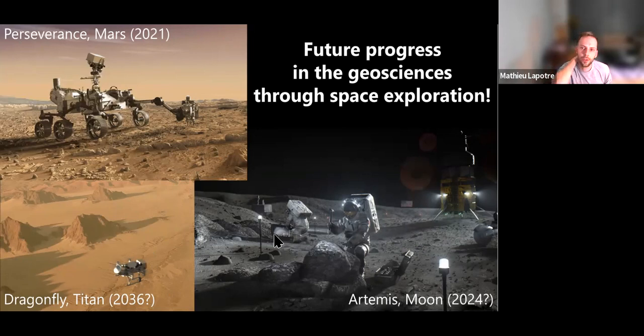In the lower right corner, you can see the first woman and the next man to land on the moon near the lunar South Pole during the Artemis mission, which is currently planned for a launch in 2025, I believe, at this point. And in the lower left corner, you can see the little quadcopter named Dragonfly, which will be flying over the alien landscapes of Titan. This is a NASA mission, planned for a launch in 2027, and will only arrive at Titan and land in 2036. So it's long-term planning here.